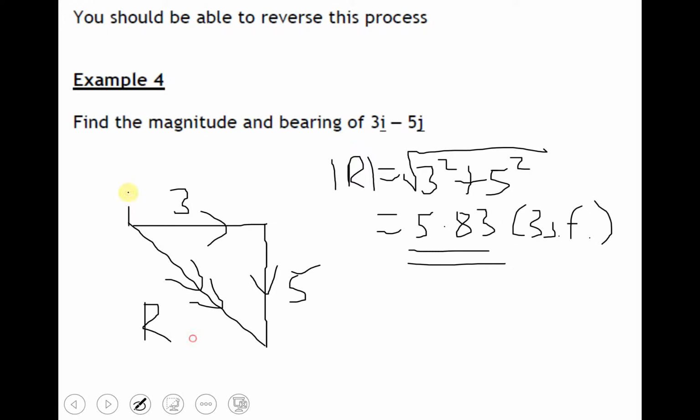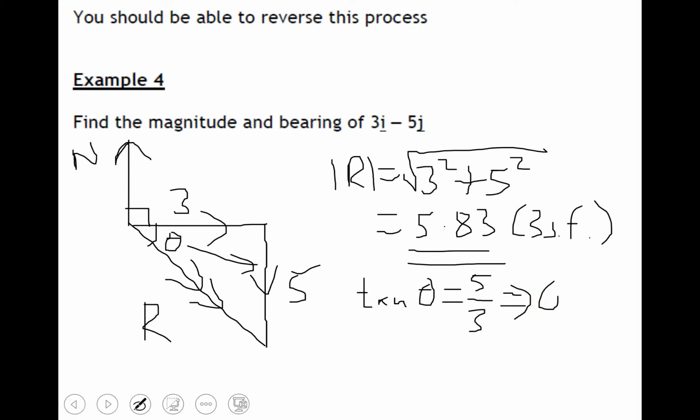For the bearing, it is measured from north. So we already have 90 degrees before we get to the 3i part of the vector. We can use trigonometry to find theta and then add that to the 90 degrees. So from trigonometry we've got the opposite side and the adjacent side. So tan theta equals the TOA part of SOHCAHTOA, opposite over adjacent, so 5 over 3. So doing tan inverse of 5 over 3, we get 59.0 degrees to 3 significant figures. We need to add that to 90 for the bearing. So we've got this 90 degree angle here. And as a 3 figure bearing we get 149 degrees.